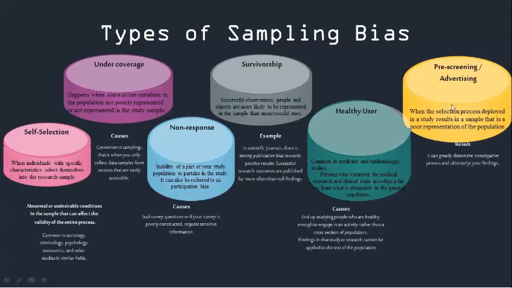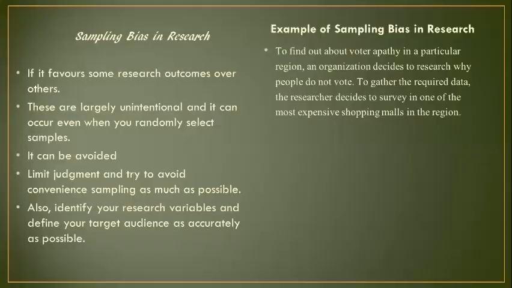Then comes the pre-screening or the advertising. Sometimes the selection process deployed in a study results in a sample that is a poor representation of the population. Sometimes the selection criteria in a study can discourage some groups from taking part in the research. When that happens, that will also distort your research findings. So these are the various types of sampling bias.